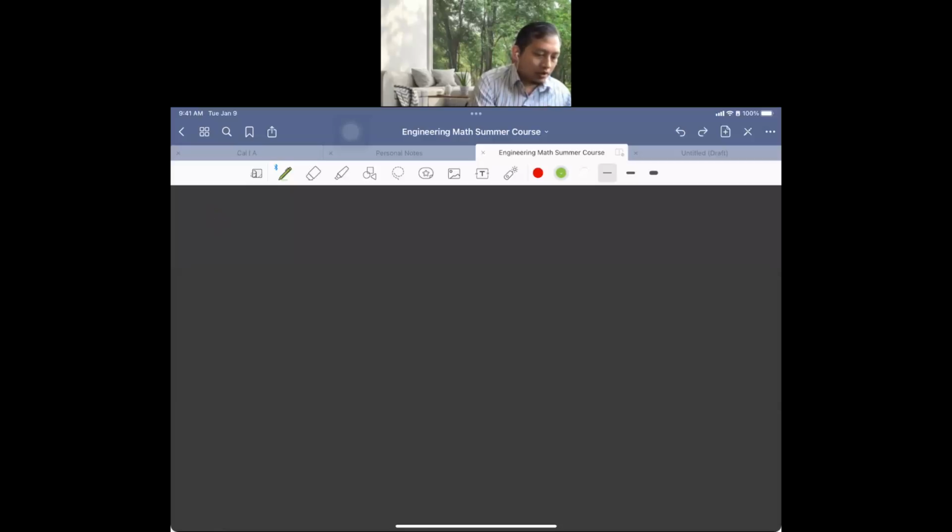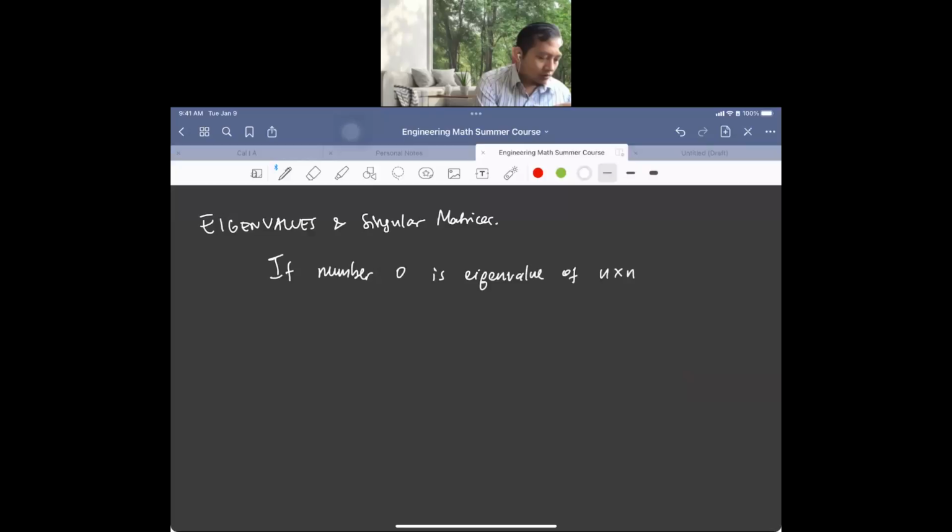Okay, this is what we call eigenvalues and singular matrix. If the number 0 is an eigenvalue of an n by n matrix A, then by definition, this is the lambda here. The lambda is 0. So by definition, this should be a 0 vector or 0 matrix.